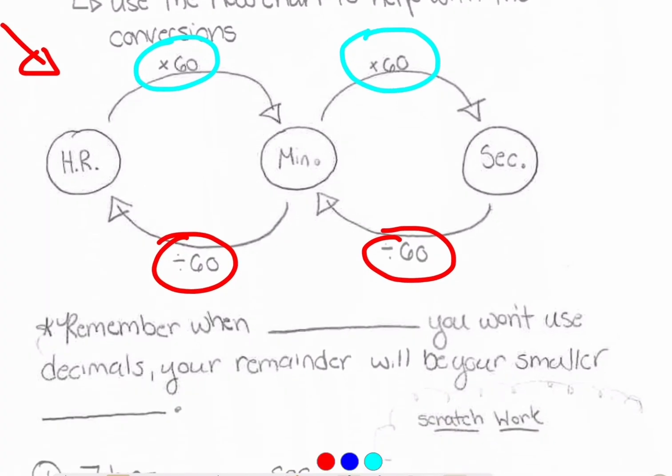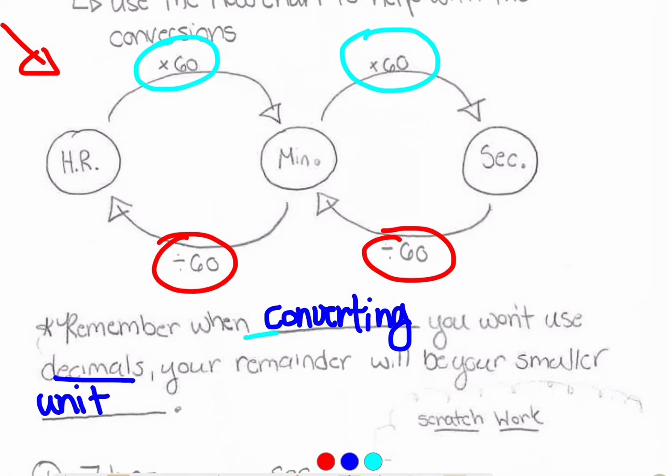And remember, whenever you're converting, when it comes to pretty much anything we've talked about so far with customary and with time, you won't use decimals. Your remainder is going to be your smaller unit. So if you're going from, let's say, seconds to minutes, you say, okay, you have this many seconds. How many minutes would that be? If you divide it and it doesn't work out perfectly, you're not going to have a decimal. You are going to have a remainder, which is kind of unnormal, especially because we've been working a lot with decimal division. But in real life, you will have some remainders.